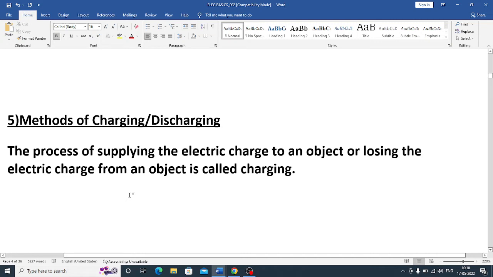Now, how to charge and discharge a body? The process of supplying charges or losing charges, both are called charging. Some say discharging. Actually, if you remove electrons or put extra electrons, both are called charging. If you remove electrons, you are positively charging. If you put extra electrons into a neutral body, you are charging it negatively.